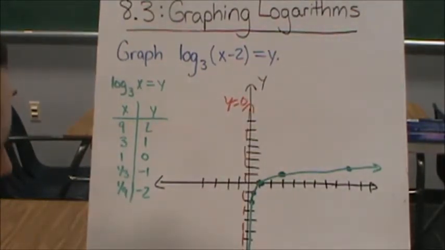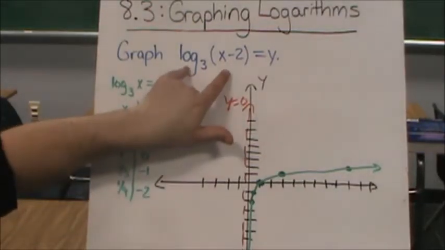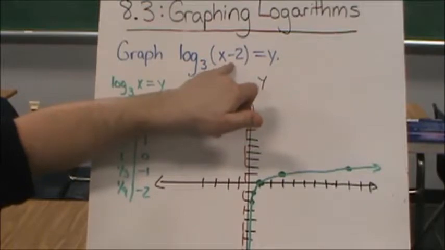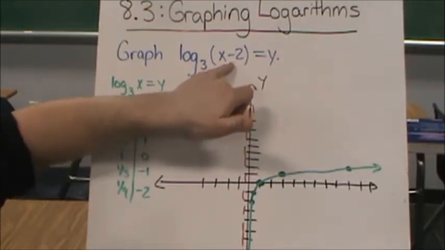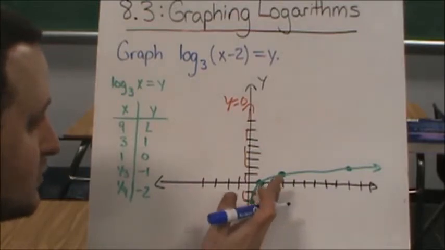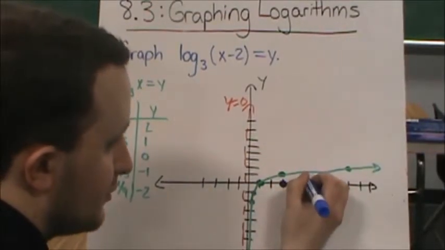So now all that we're going to be doing with log base 3 of x minus 2 is we're going to shift it negative h units. Remember that negative 2 is the h value. So when we take negative h, we're going to get a positive 2. So all these points that we graphed here for log base 3 of x equals y, we're just going to shift them to the right 2 units.